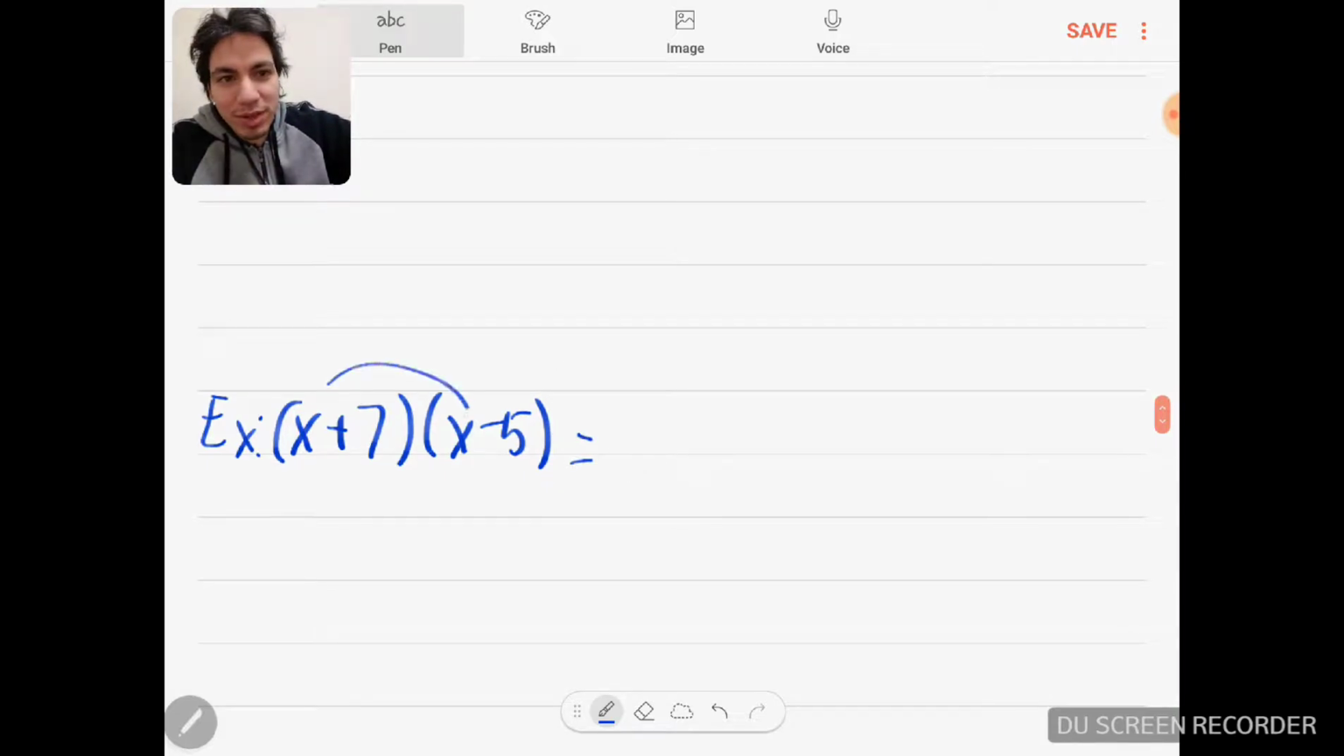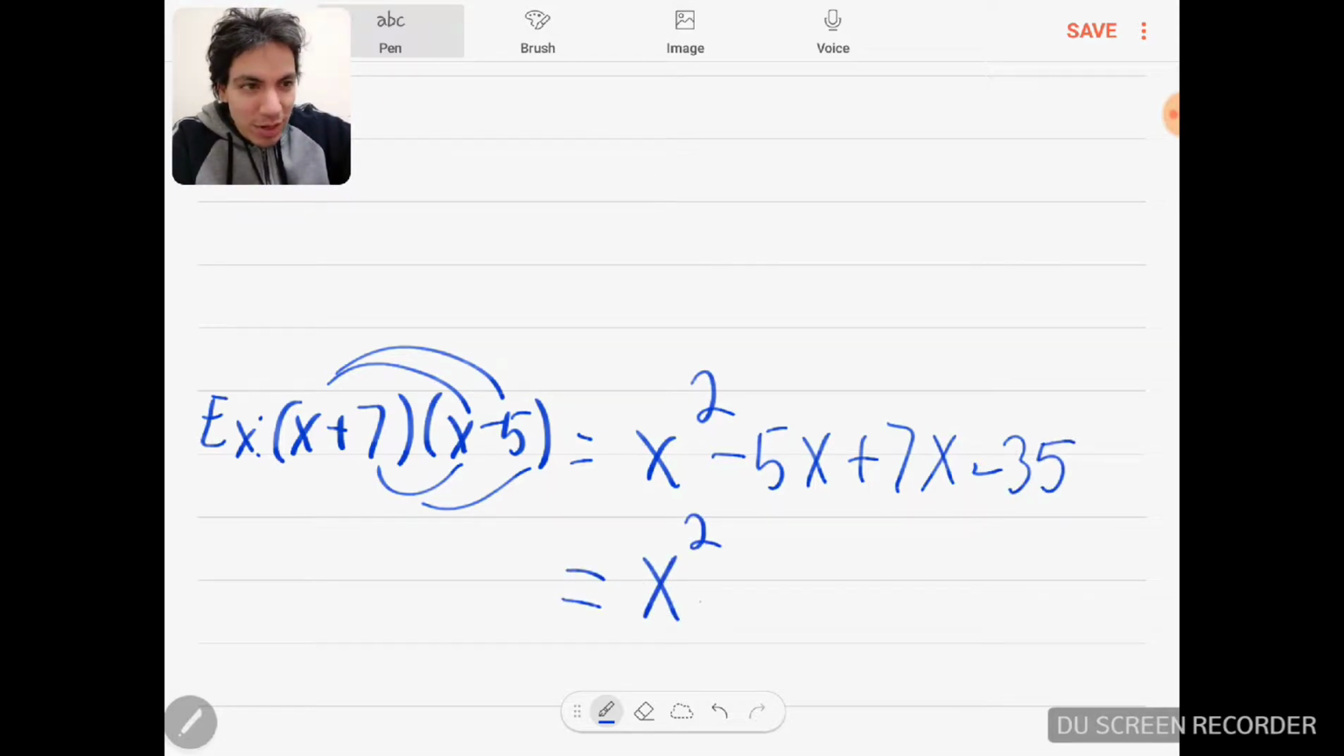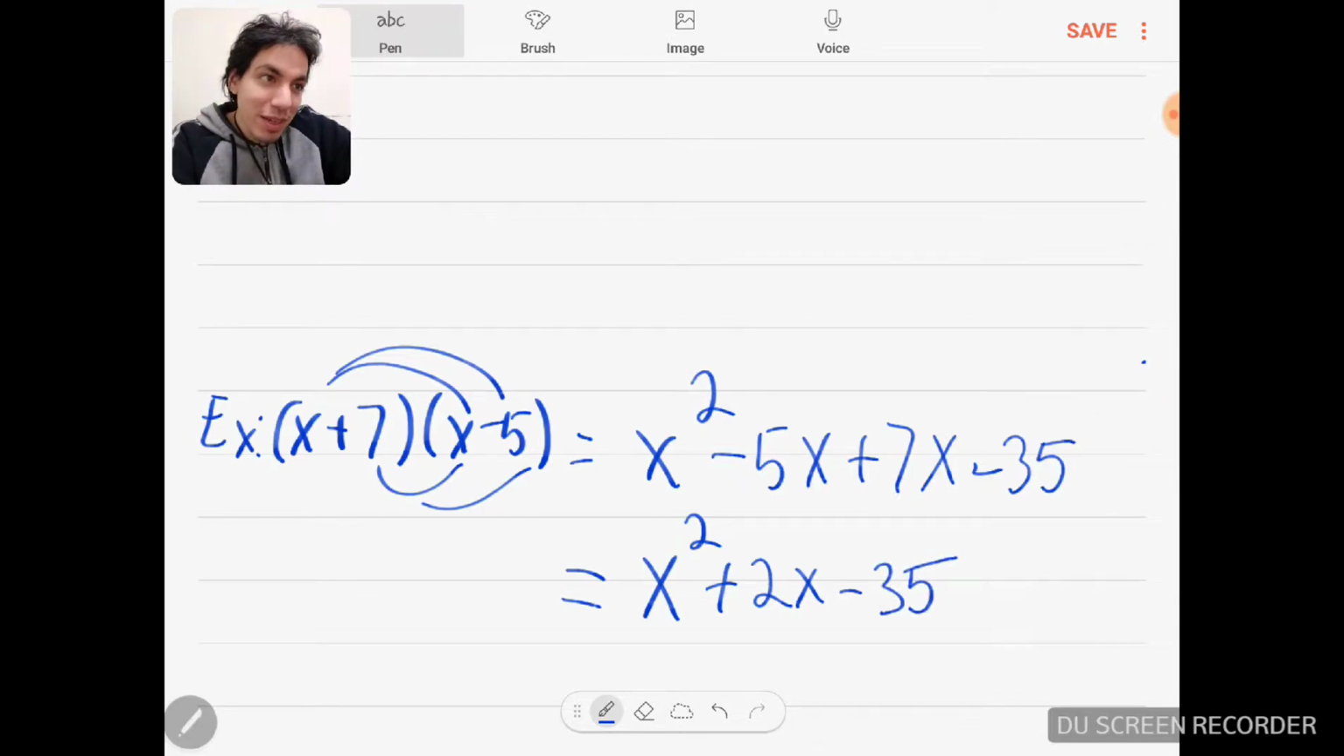All right, now we do the same thing here. X times x, x squared. X times negative 5, negative 5x. Then I get plus 7x, because 7 times x is 7x. And then 7 times negative 5, negative 35. There we go. I get x squared plus 7 minus 5 is 2x minus 35 as my final answer.